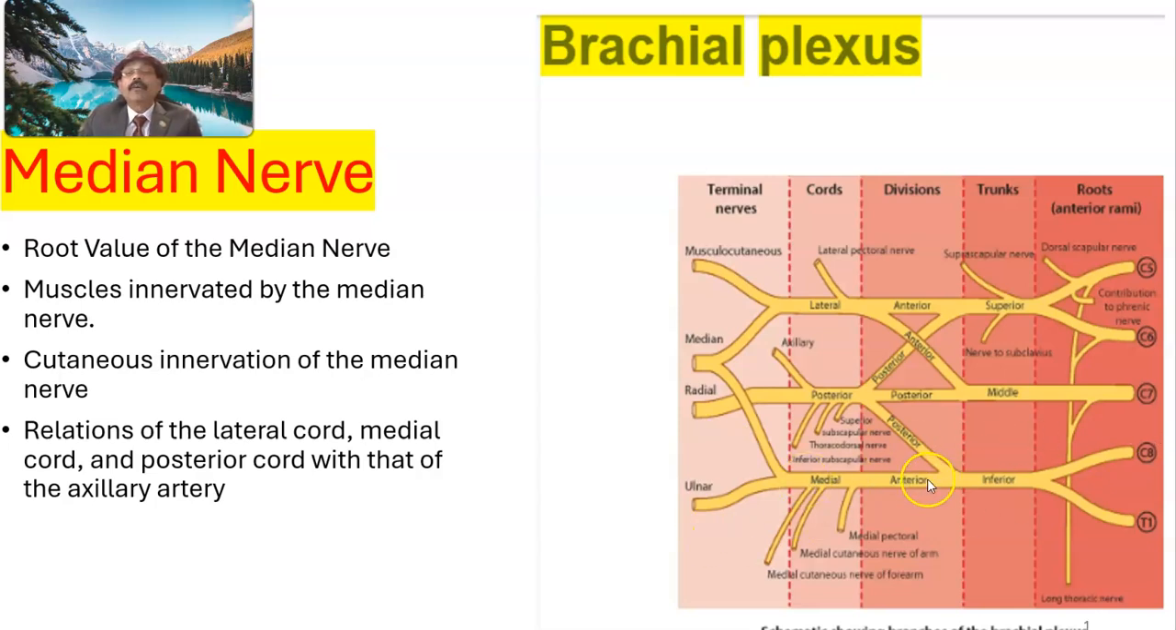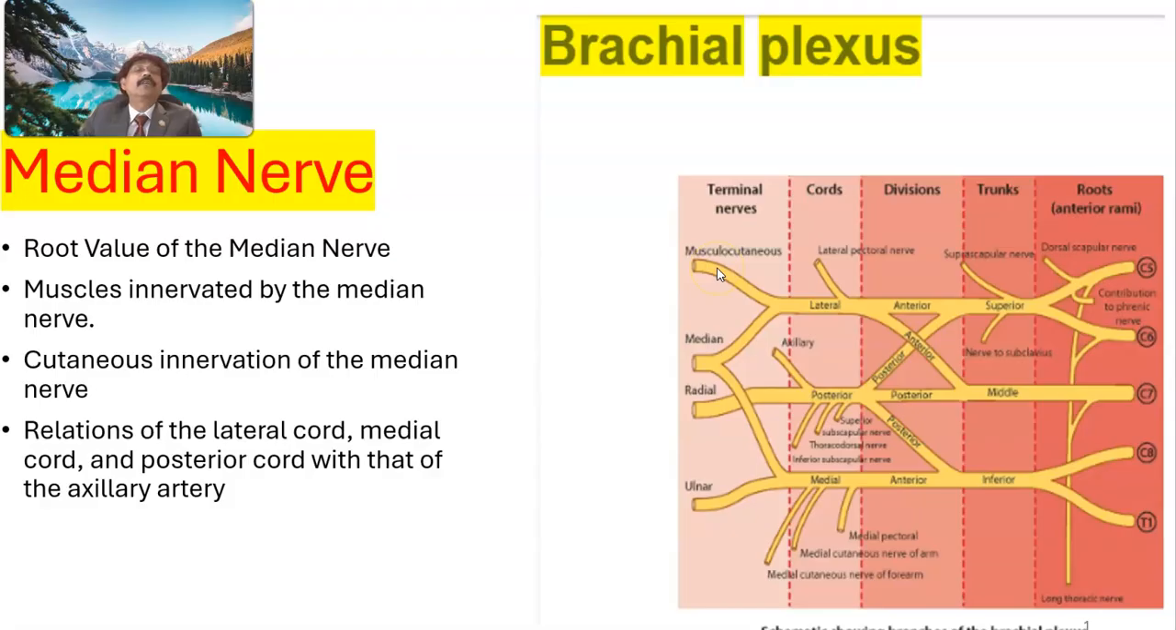If we go to the medial cord, we'll get again 5 branches: the medial pectoral nerve, the medial cutaneous nerve of the arm, medial cutaneous nerve of the forearm, and we'll get the ulnar nerve and the medial root of the median nerve. Okay, we'll go to the ulnar nerve. Then we'll follow the lateral cord. It has 3 branches: the lateral pectoral nerve, musculocutaneous nerve, and lateral root of the median nerve.